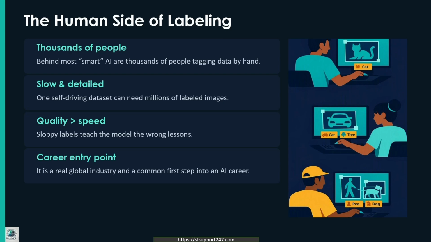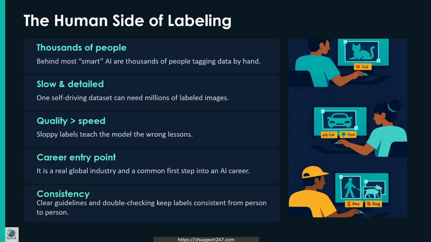Career entry point. It is a real global industry, and a common first step is classifying the data. Labeling data can be a good step to get into the AI career. Analyzing the data or labeling the data used to be one of the things. Now there are very few entries at this level because machines are labeling by themselves. Let's move on. Consistency: clear guidelines and double checking keep labels consistent from person to person.